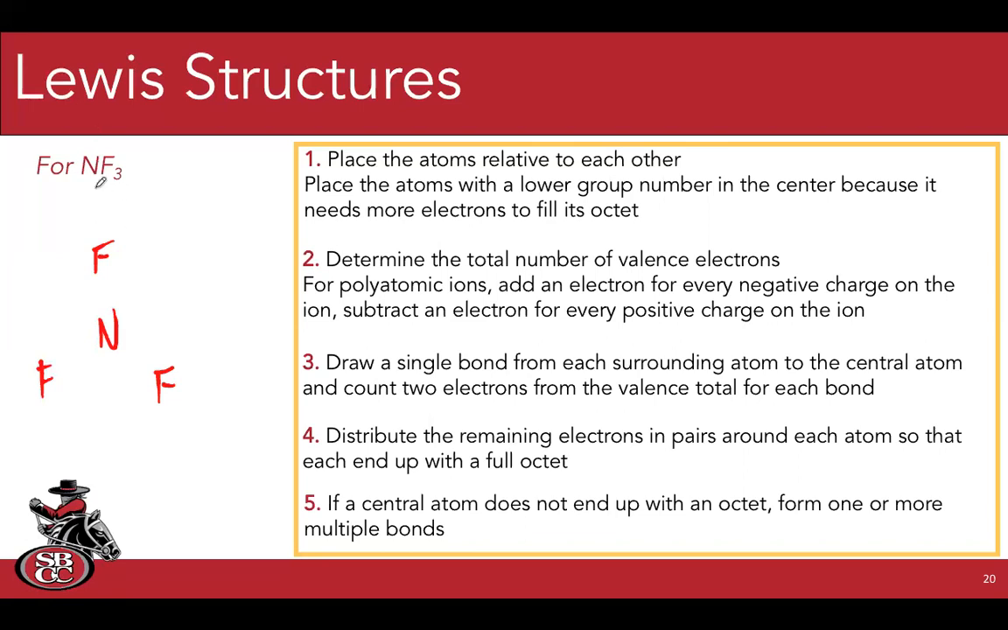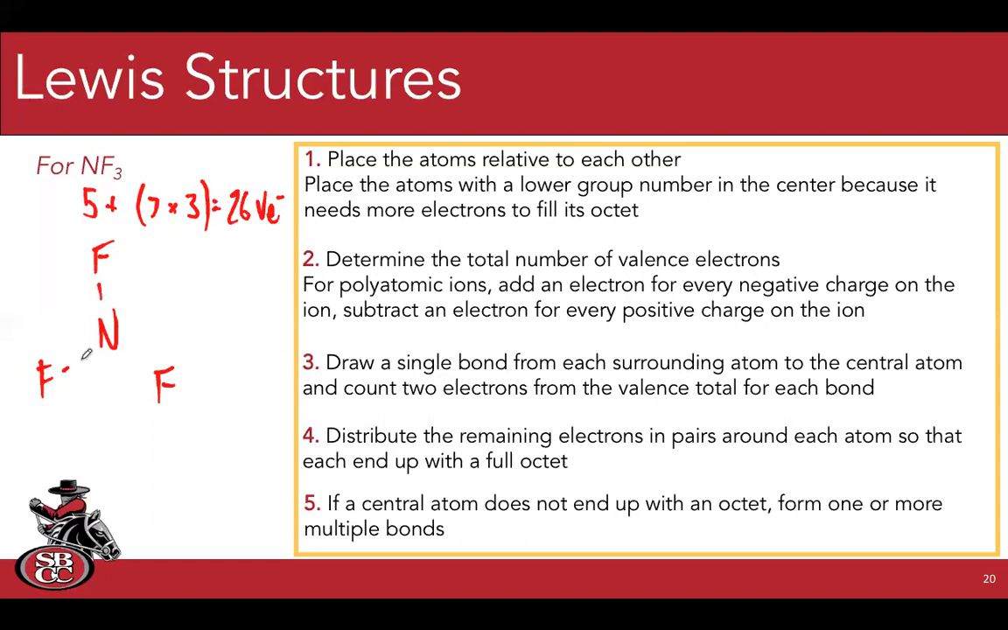So nitrogen has 5 and fluorine has 7 times 3 of them. There's no positive or negative charge. So we get 26 valence electrons. And so the next thing that we're going to do is form our bonds, and we'll start counting the 26.